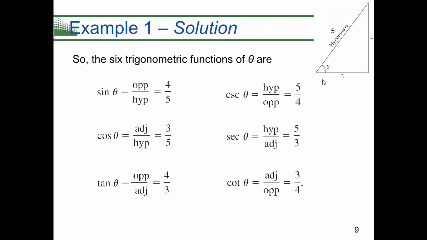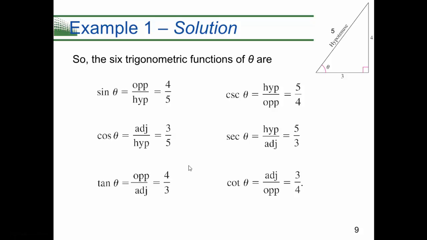The 6 trigonometric functions of theta are: sine of theta is opposite over hypotenuse. So here's our angle here. Opposite is 4. Hypotenuse is 5. Cosine is adjacent over hypotenuse. Adjacent 3. Hypotenuse 5. Tangent is opposite over adjacent. So opposite is 4. Adjacent 3. You get 4 over 3.